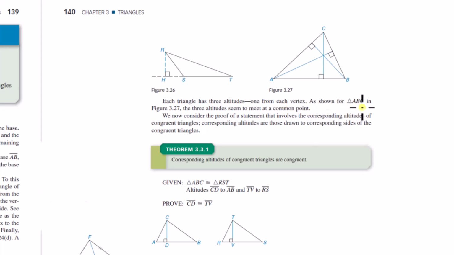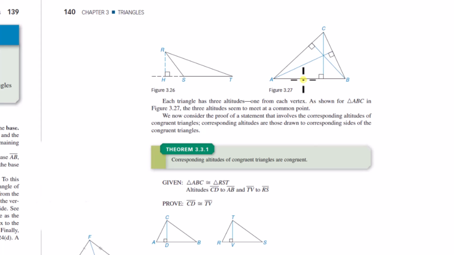As shown for triangle ABC in figure 3.27, the 3 altitudes seem to meet at a common point. Interesting. So I wonder if this is the case for any general triangle, that all of the altitudes are going to meet at a common point every time. You might say, well, wouldn't they have to meet at a common point? Isn't that a given? No.